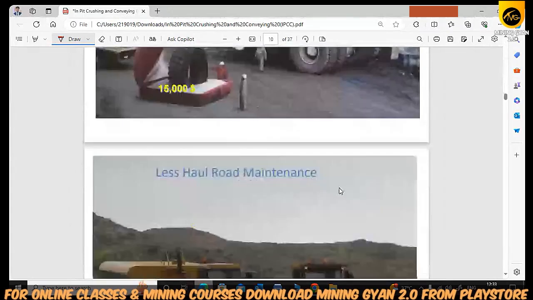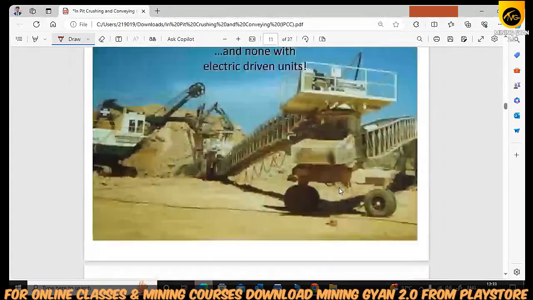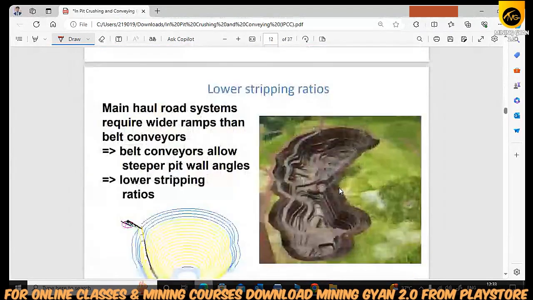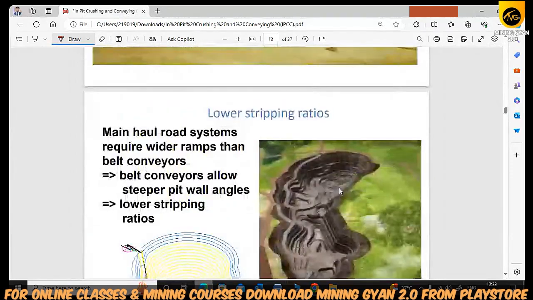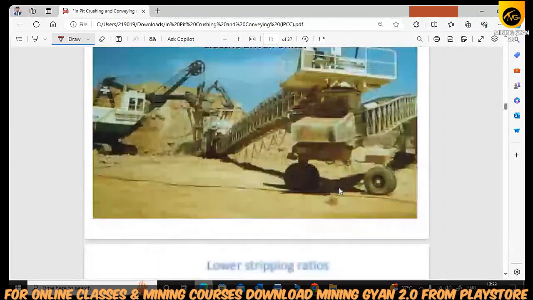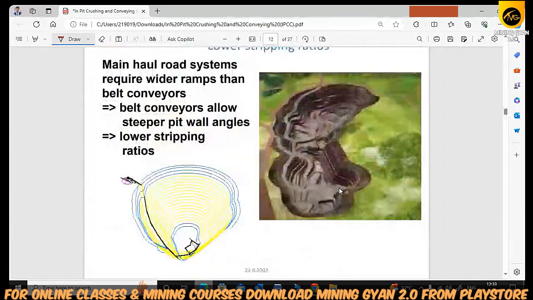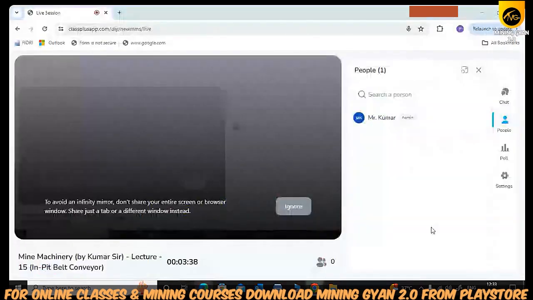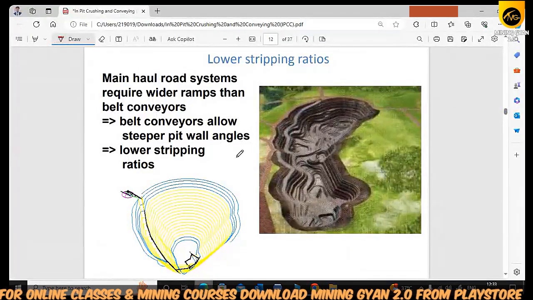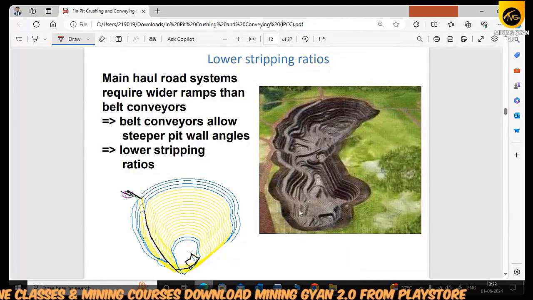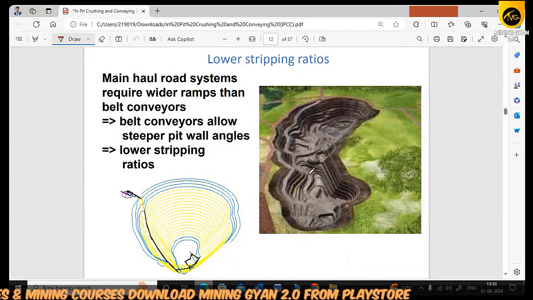I have taught about why it is important and what its importance is. In the last classes, we were studying why the in-pit crushing conveying system is important for the examinations. Apart from all the advantages, the next advantage is the lower stripping ratio. Why is it a lower stripping ratio?